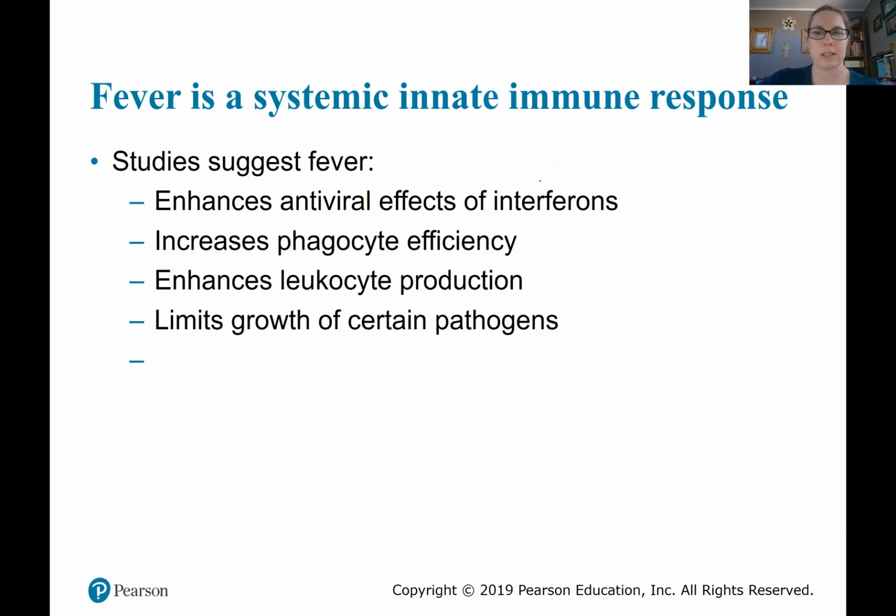So there are studies suggesting, and there are some doctors that follow along with this, that sometimes fever can be protective. Fevers can actually be good. It can cause antiviral effects, can increase phagocyte efficiency, can increase white blood cell production. It can limit growth of certain pathogens. Maybe if it gets too warm for that particular pathogen, it's not going to reproduce or metabolize as effectively. And also promote tissue repair.